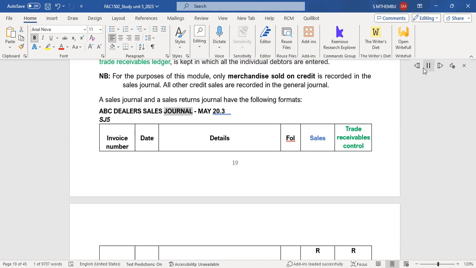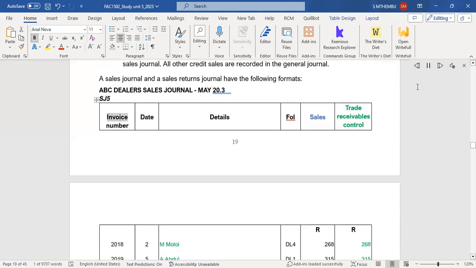ABC Dealers Sales Journal, May 20.3, SJ5. Invoice number. Date. Details. Folio. Sales. Trade Receivables Control.